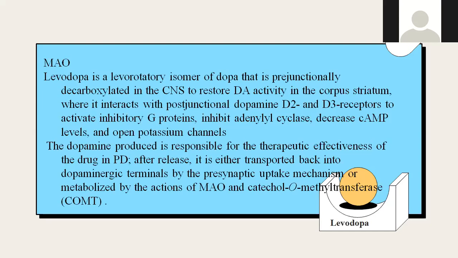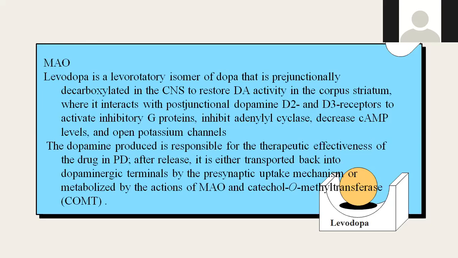Okay? And what happens as a result? It will become decarboxylated in the CNS, and it restores the dopaminergic activity. As a result, it will interact with the D2 and D3 receptors to activate inhibitory G protein.